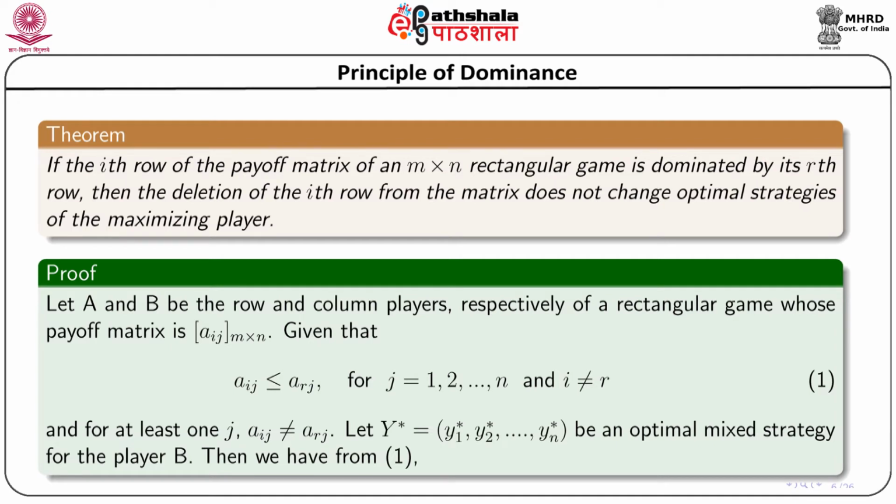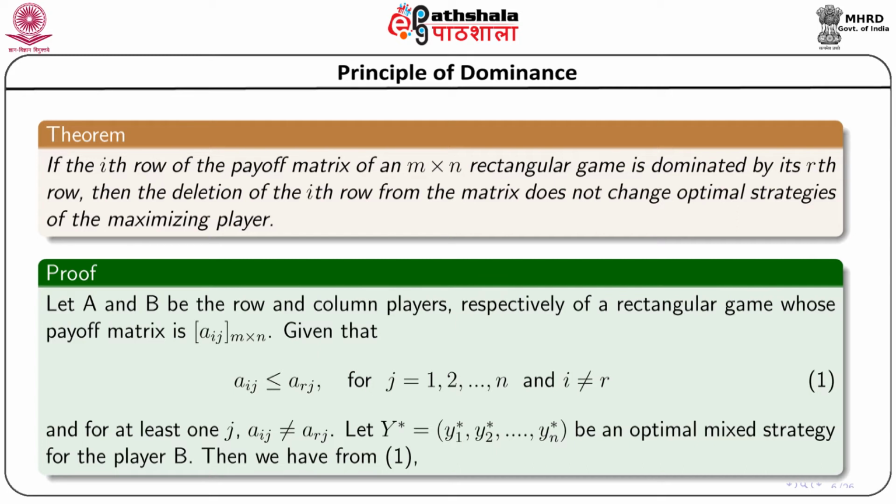For the proof of this theorem, let us suppose that A and B are the row and column players respectively of a rectangular game, whose pay-off matrix is a_ij, m by n. We are given that a_ij is less than or equal to a_rj for j equal to 1 up to n, and i is not equal to r. And for at least one j, a_ij is not equal to a_rj.